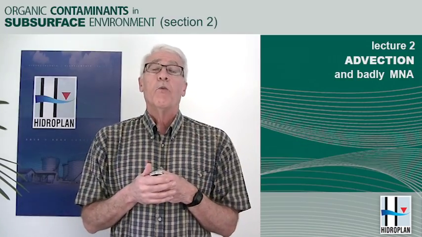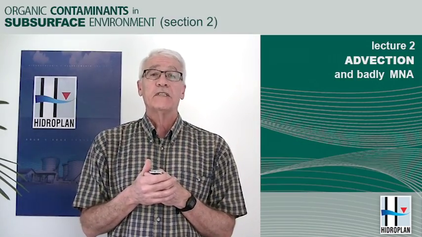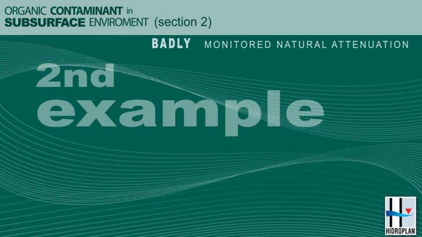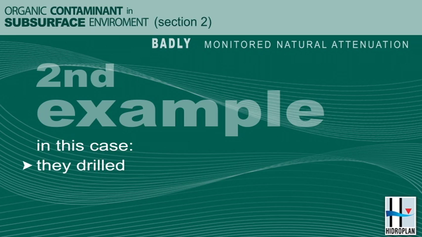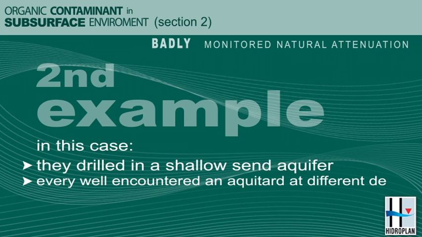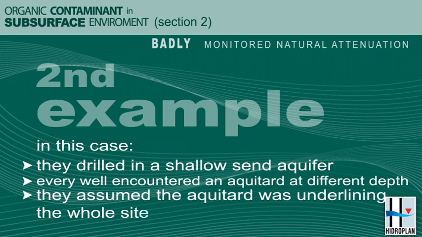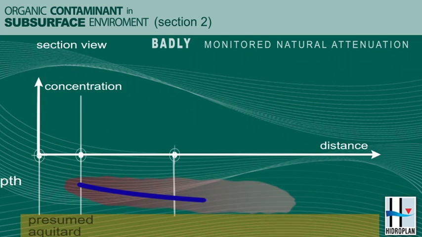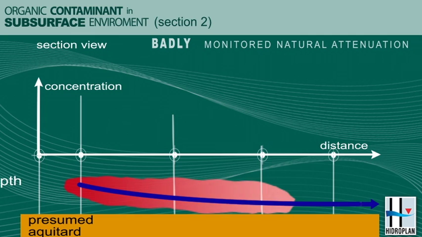We can also have other ways of badly monitoring natural attenuation. Here's a second example. It's based on some cases from Texas. In this case, they drilled in a shallow sand aquifer, and every well they drilled encountered an aquitard at depth. And so logically they assumed the aquitard was underlying the whole site. And in those wells they measured contaminant levels down gradient, identified a plume, and identified that in fact it wasn't extending very far. Again, we've shown the distribution of contaminant concentrations along the length of that plume.